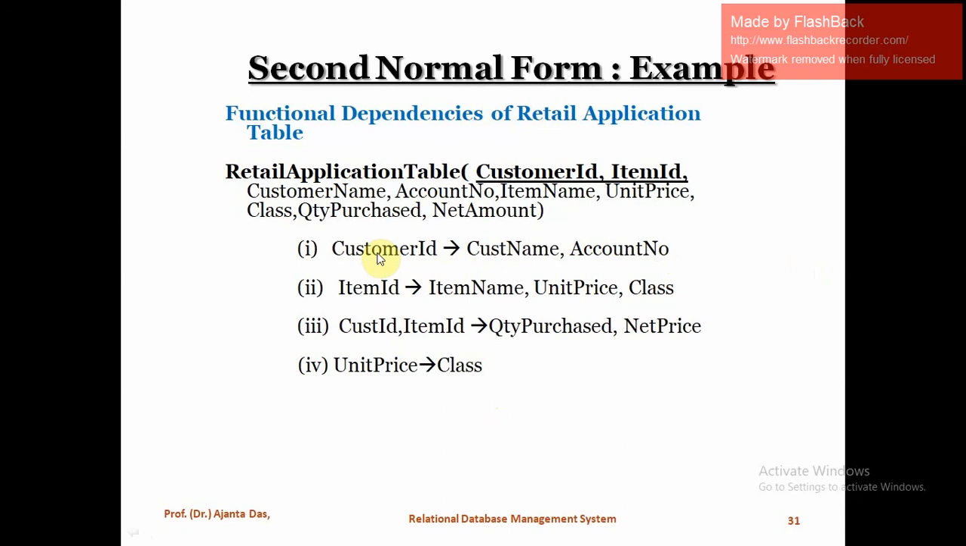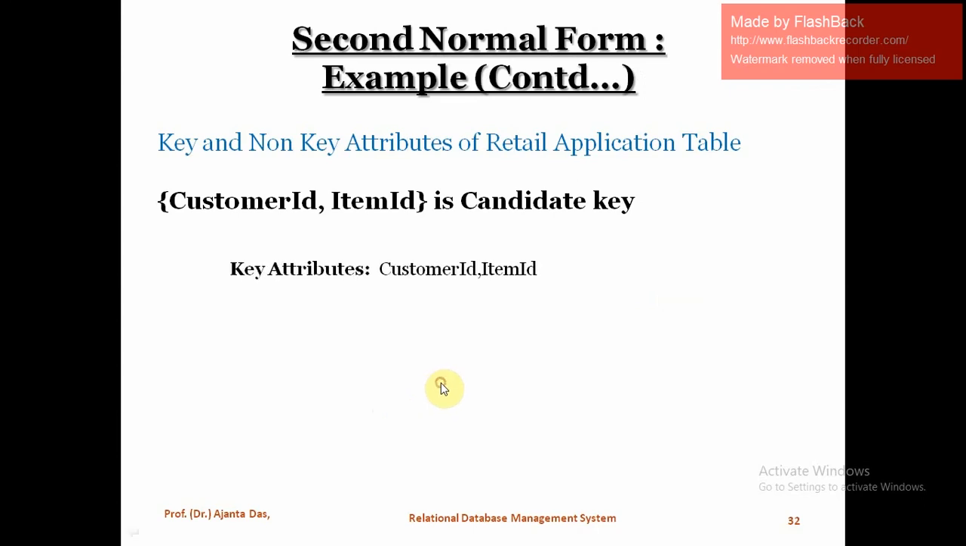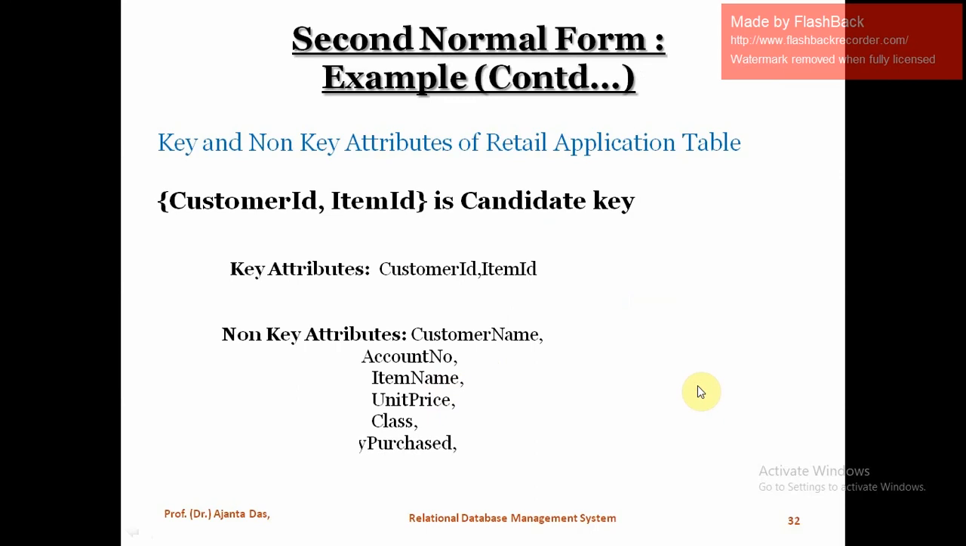Customer name and account number are dependent on customer ID. Item name, unit price, class, all are dependent on item ID. Quantity purchased and net price are dependent on customer ID and item ID. Class is directly related with unit price. So which are the candidate keys and which are the non-key attributes? Please check. Sometimes instead of primary key we also say key attributes. So I have shown you that key attributes are composite, that is customer ID and item ID, and except those two, all are non-key attributes.